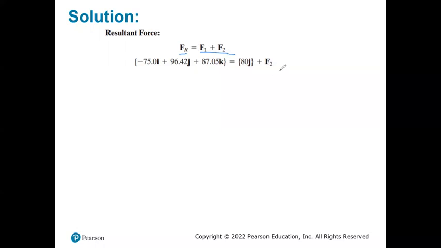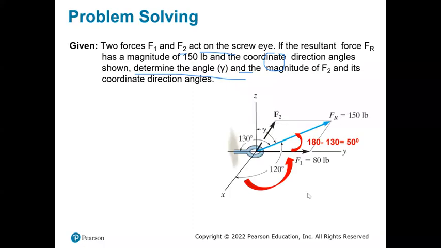The resultant is F1 plus F2. We know our F1 is 80i because it's a horizontal force, but F2 is unknown. But we know our Fr. How do we get our Fr? Fr is going to be found how we found it in the previous one.